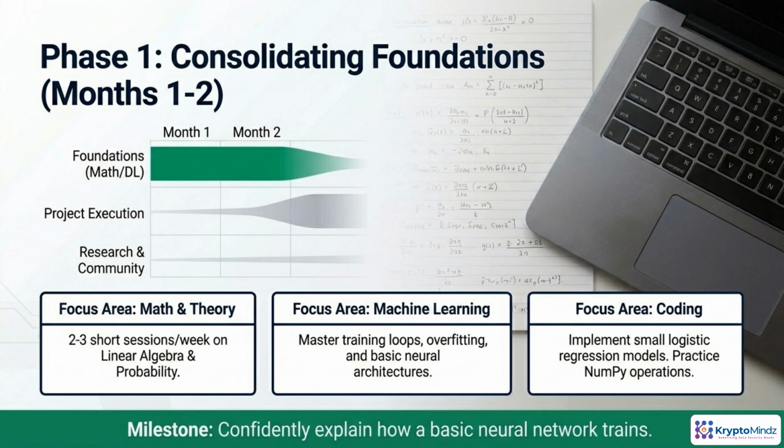Months 1 and 2 are about building core muscles, math intuition, basic deep learning, and coding fluency. You'll practice linear algebra and probability, follow a beginner deep learning course, and code tiny models from scratch or with simple libraries. The milestone for this phase is being able to clearly explain how a simple neural network trains.